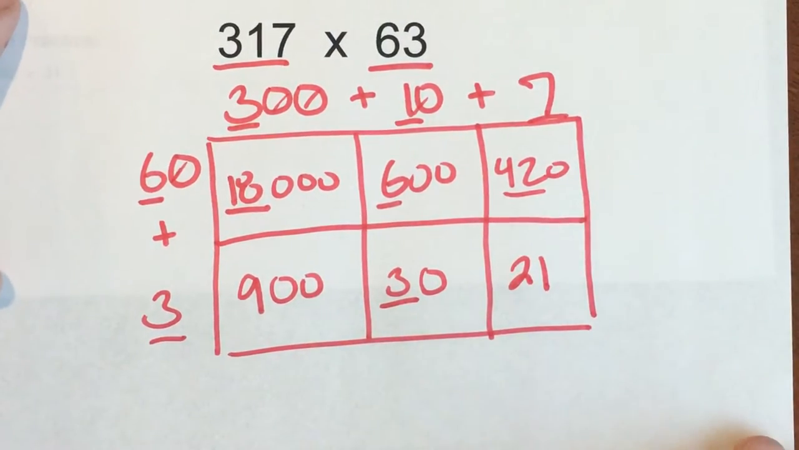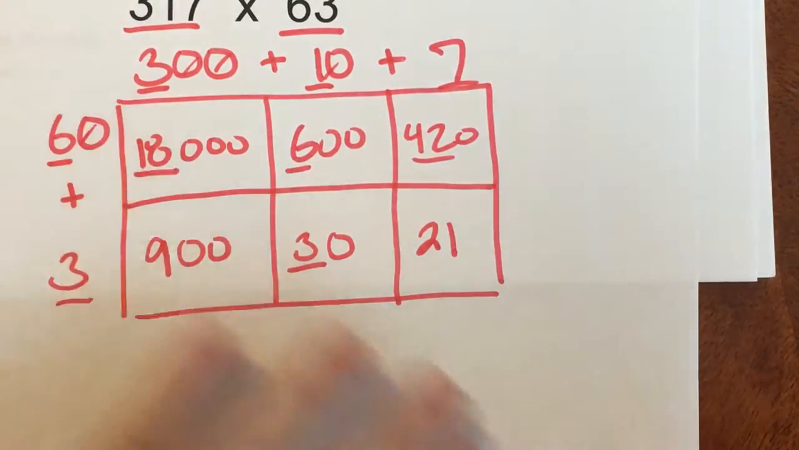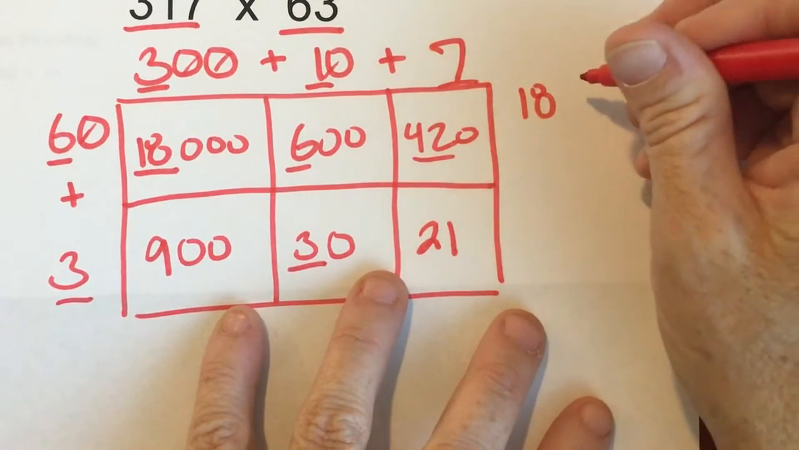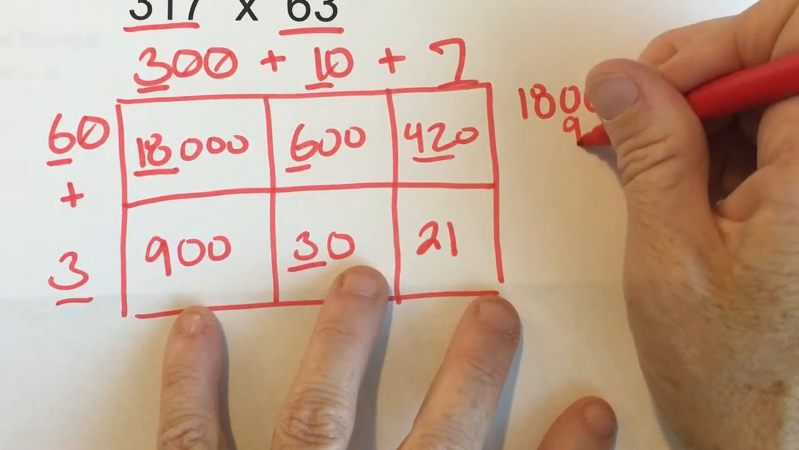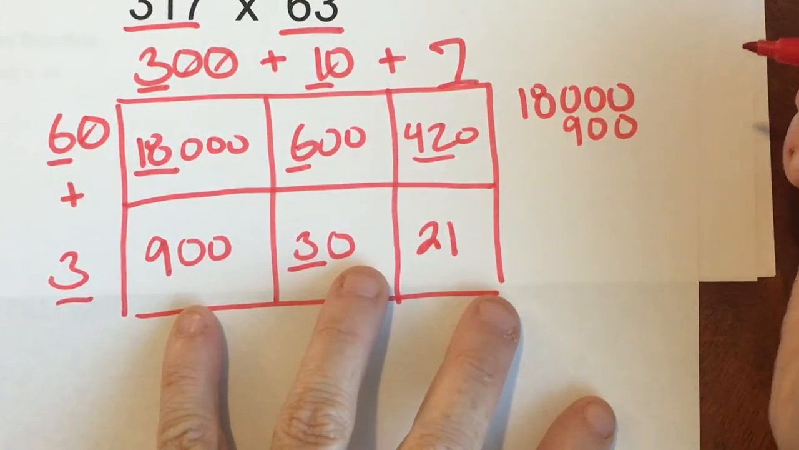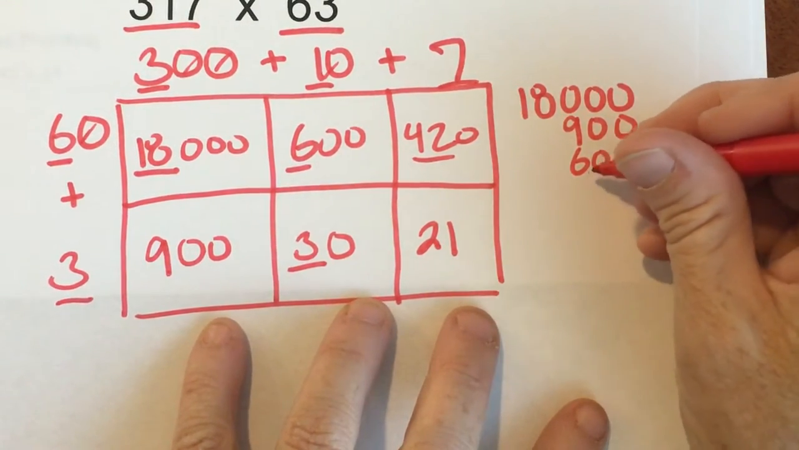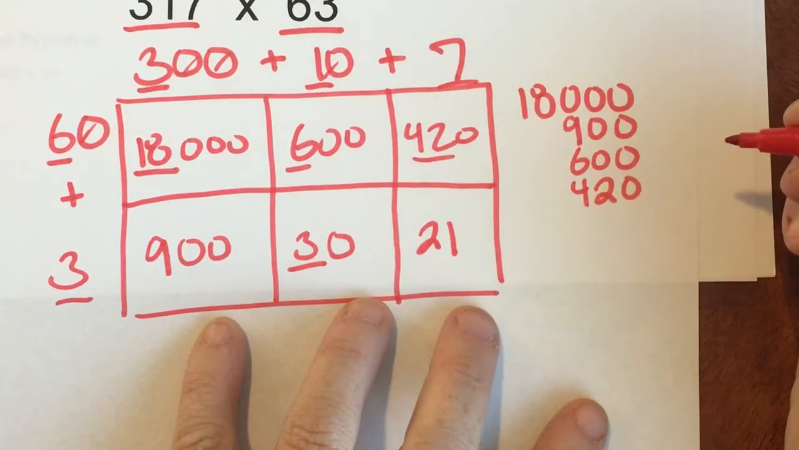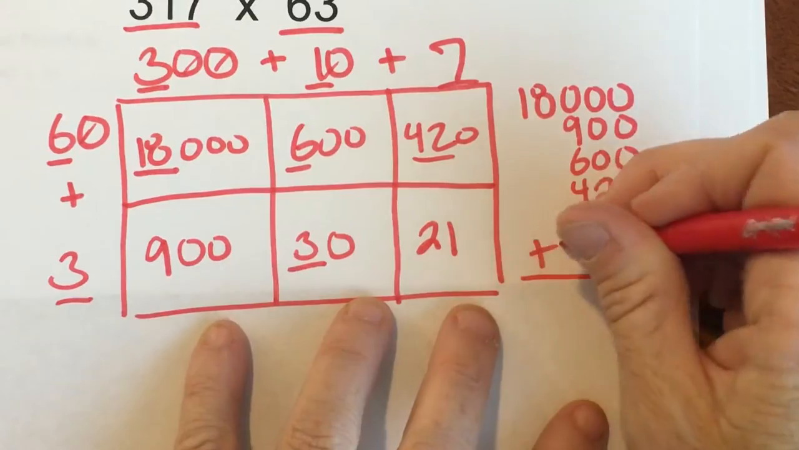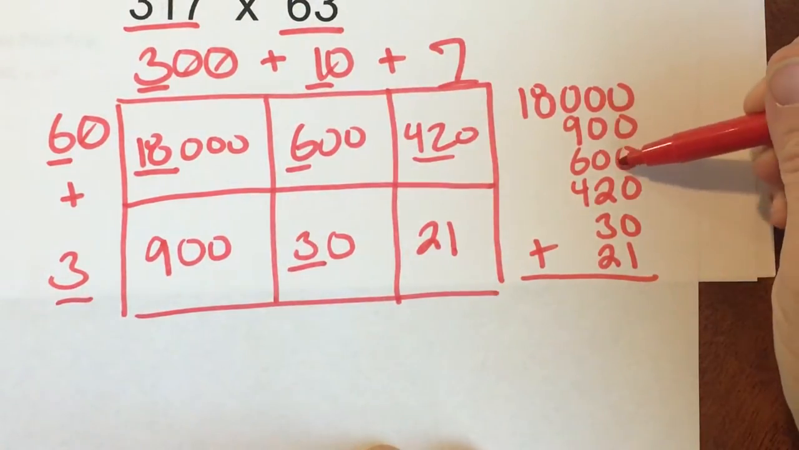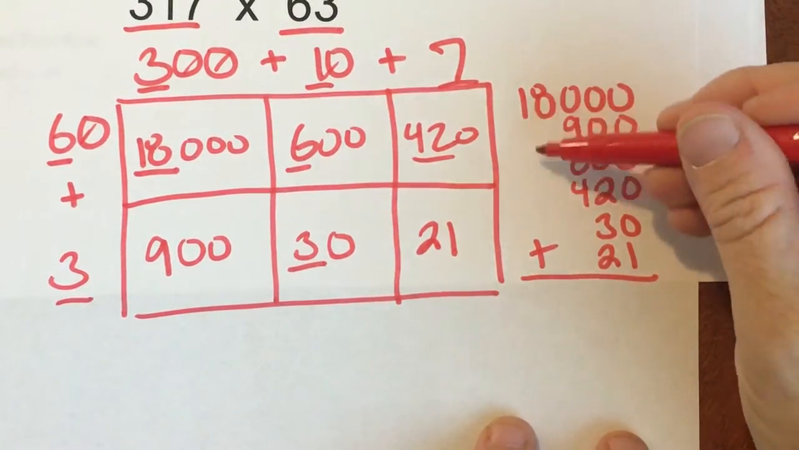So this one is where I really need to be careful with my adding, because there's so much I'm going to be adding. So I have 18,000 plus 900 plus 600 plus 420 plus 30 and plus 21. So 1, 2, 6 numbers. Did I get all 6? Yep. And this is where you want to be really careful again. Are your numbers lined up?